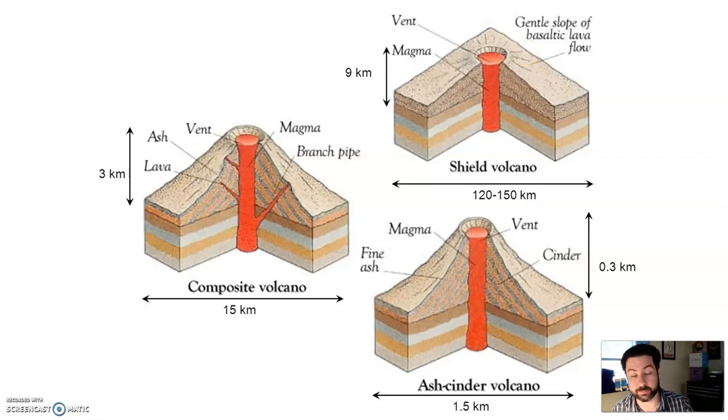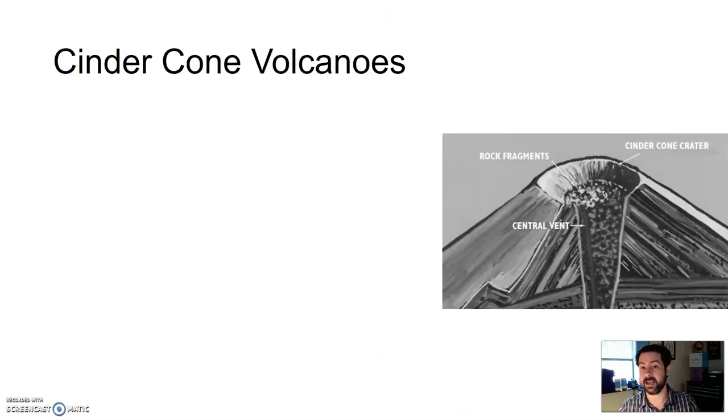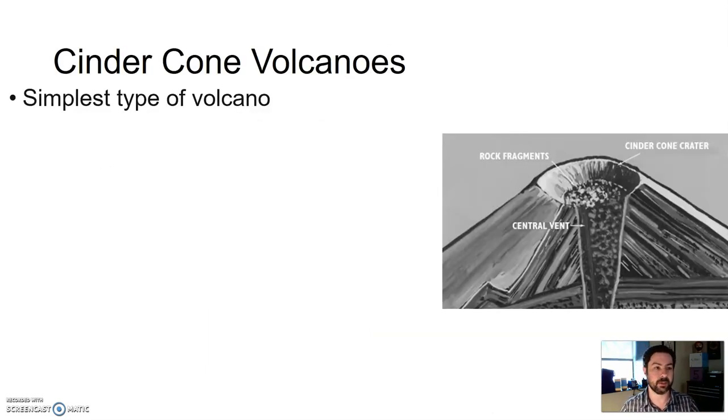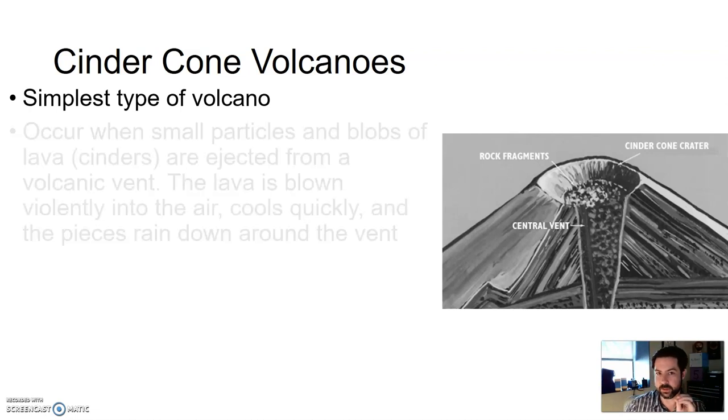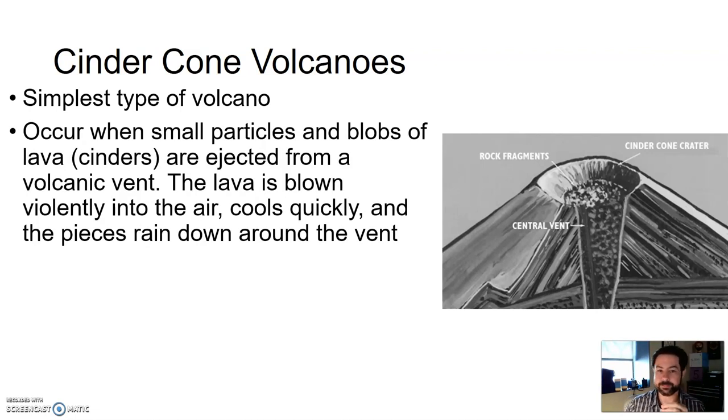But that actually goes back to the material, the molten material, the magma that erupts as lava to create these. Different chemical compositions will give these different shapes and also different hazards associated with these volcanoes. So the simplest type of volcano is called a cinder cone volcano.